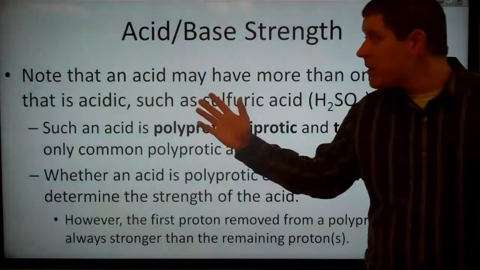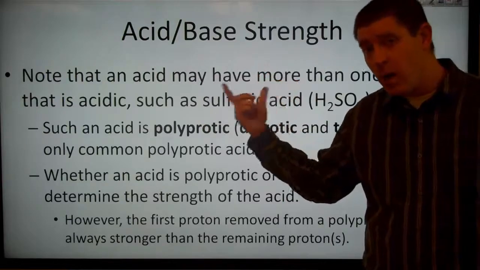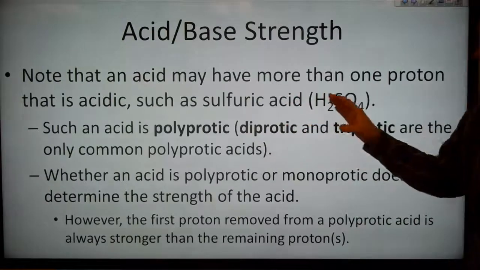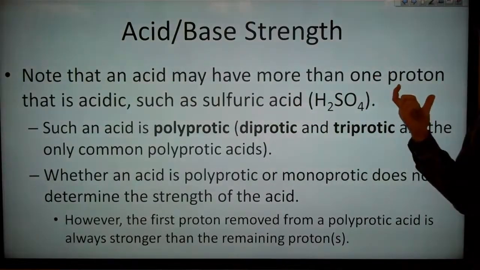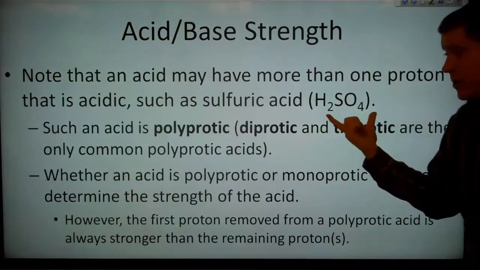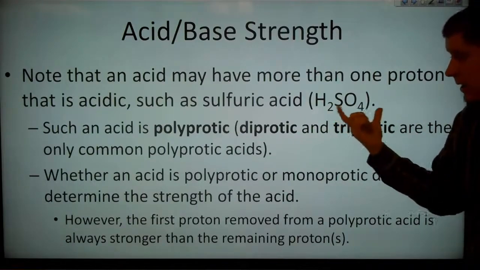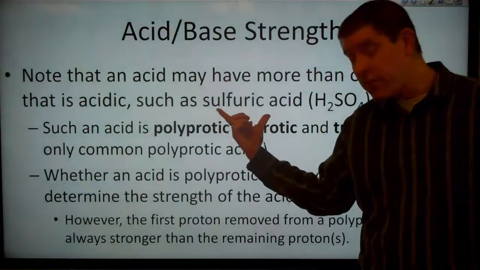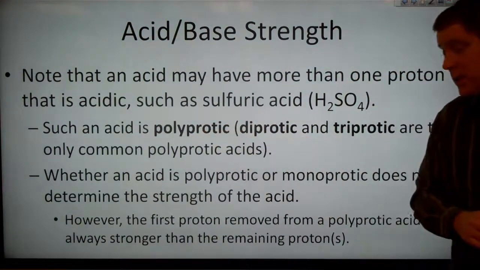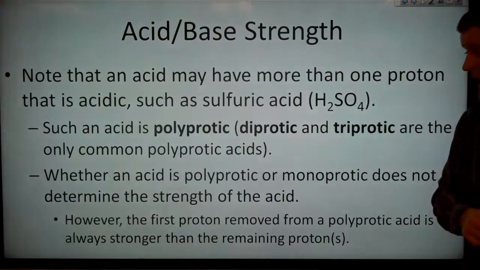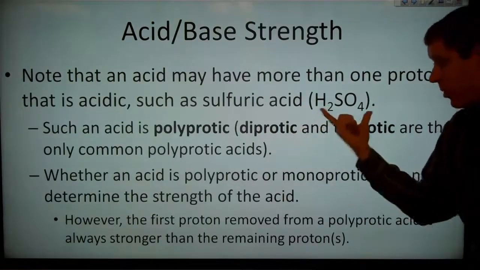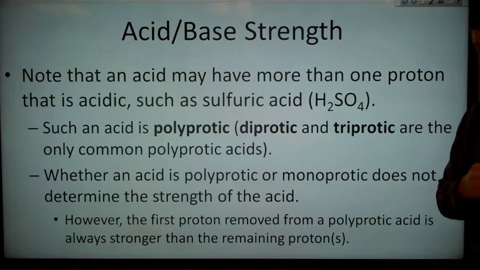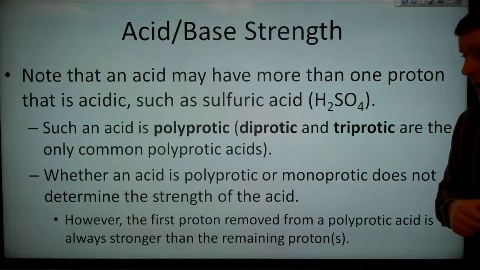We've already talked a little bit about one acid that has more than one proton. So an acid can have more than one proton that's acidic. So let's look here at sulfuric acid. If we have an acid that can have more than one proton that's acidic, we call that a polyprotic acid. In this case, diprotic means that it's got 2 protons. Triprotic means that it has 3 protons that are acidic.